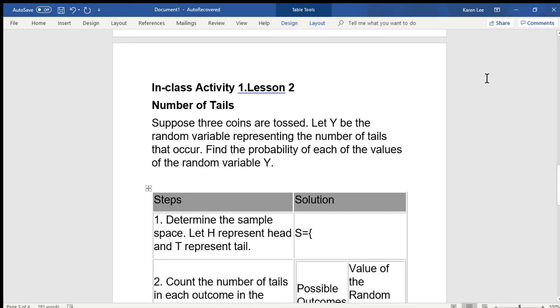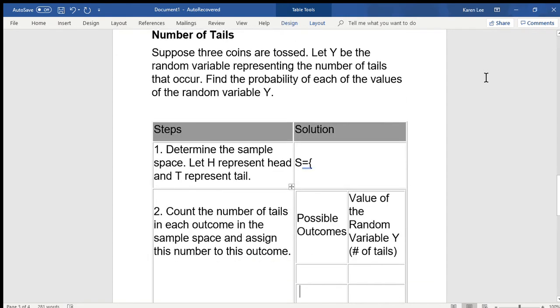We are now in class activity number 1 for lesson 2: Number of tails. Suppose 3 coins are tossed. Let y be the random variable representing the number of tails that occur. Find the probability of each of the values of the random variable y. So we have the following steps and the solution.